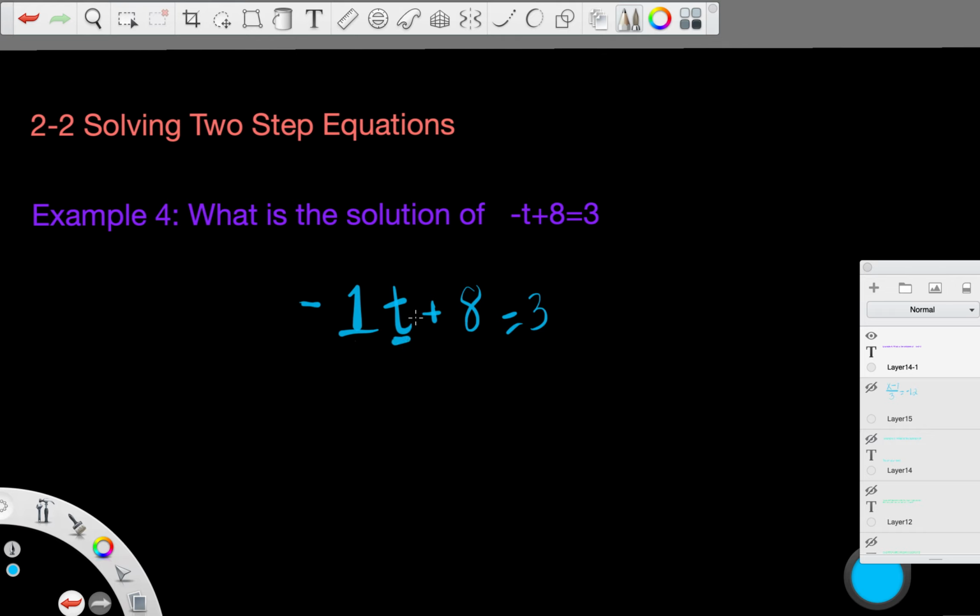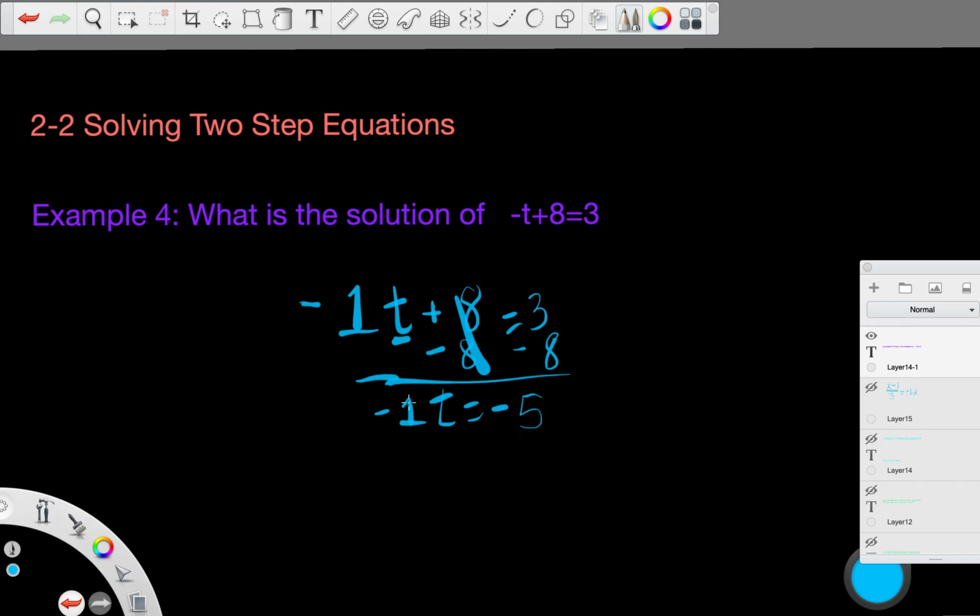Now, again, I want to get this t alone. So in order to do that, I need to get rid of the negative 1, and I also need to get rid of the 8. In order to do that, I want to do the furthest one first. So I'm going to do the inverse operation of positive 8, which is subtraction. Minus 8 from both sides. I'm left with negative 1t equals 3 minus 8. $3, and you take away 8, you're in debt 5.